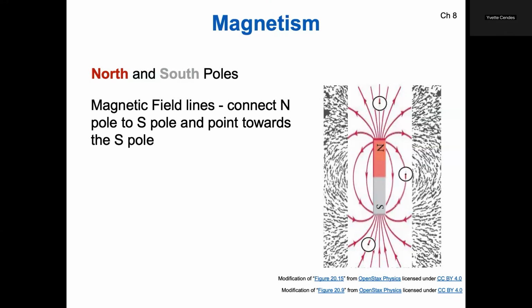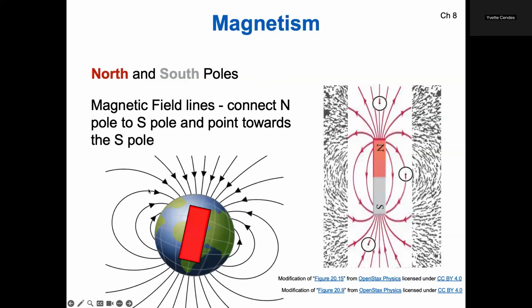What we have on Earth is, of course, a north and south pole magnetic field. Compasses work on Earth. If you have a compass out in the forest, you can use it to figure out where you are on our planet.